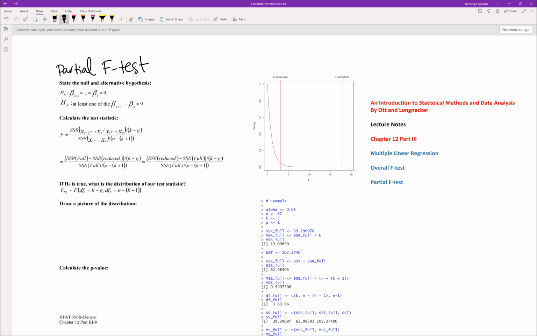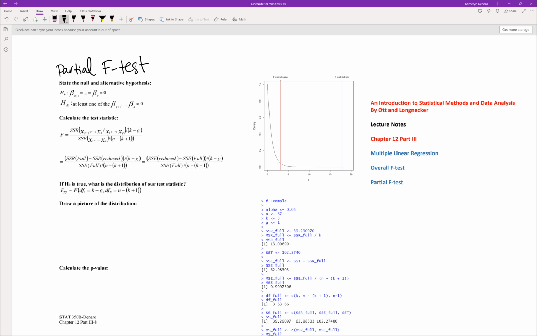We are going to calculate the test statistic, which is going to require us to look at the additional sum of squares due to regression of those x g plus 1 up to x k predictors, given x1 to xg are already in the model. And the way we're going to do this is we're going to calculate the sum of squares due to regression of our full model and our sum of squares due to regression of the reduced model, and then look at the sum of squares error of the full model to be able to calculate this.